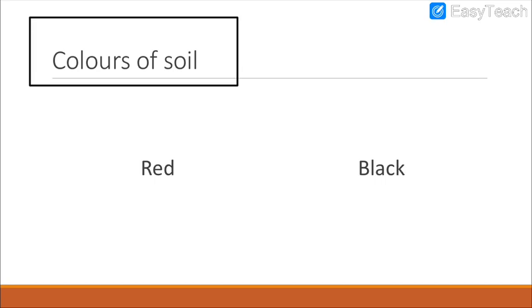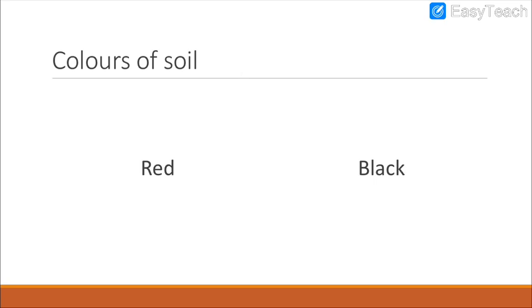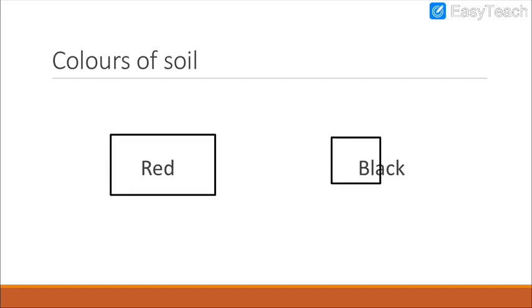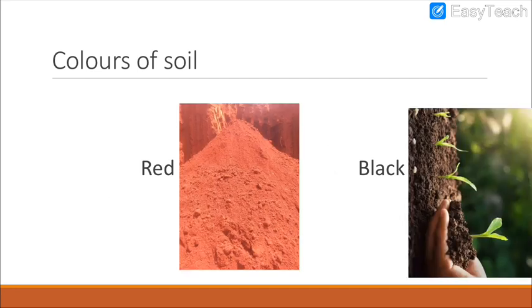Okay, the next question is colors of soil. What could be the colors of soil? The colors are red and black. Okay, my dear students, I have brought a picture of a red soil and a black soil for you, so that you can observe it very carefully, and even if you see the red soil and the black soil anywhere, you will be easily able to recognize it.